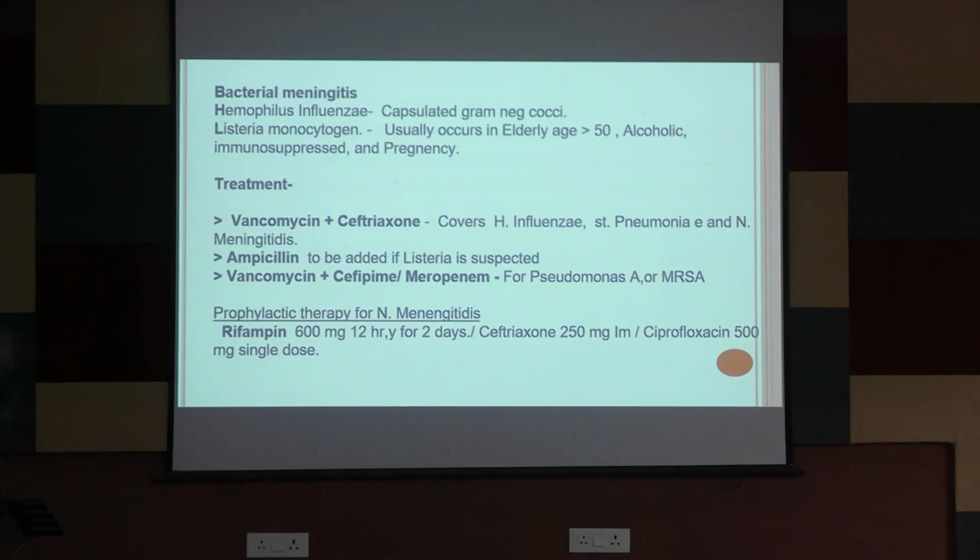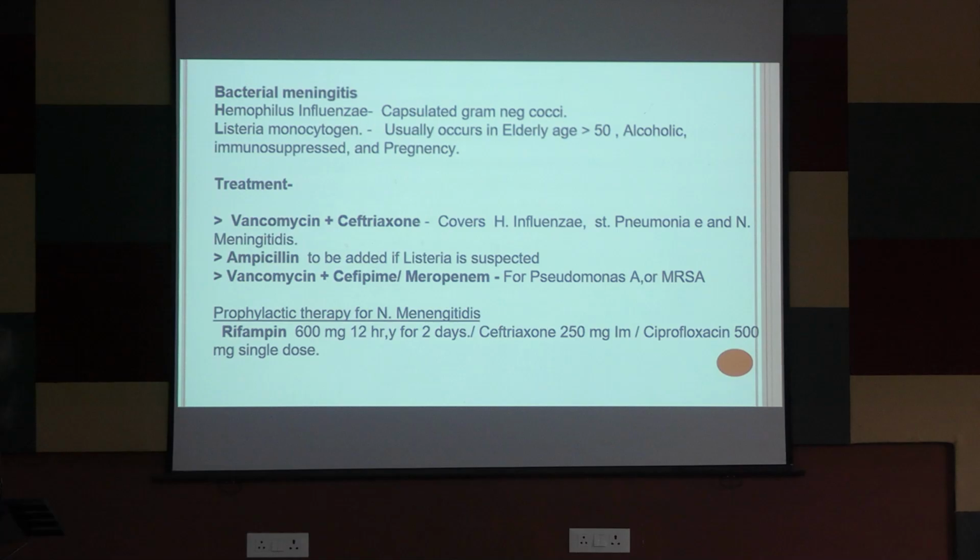But in case of Pseudomonas, suppose in the nasal swab culture you have found Pseudomonas. So there is a chance of Pseudomonas infecting the meninges. It affects immunosuppressed patients, particularly diabetic patients. Pseudomonas is very common as a nasopharyngeal commensal. So Pseudomonas and MRSA, that is, methicillin resistant Staphylococcus aureus.